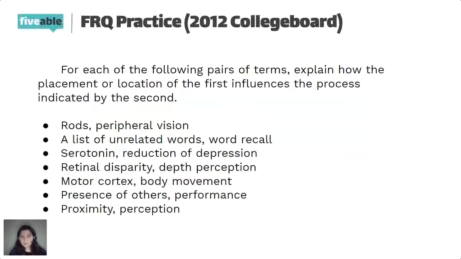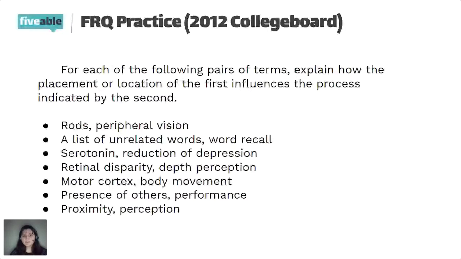So the question that we'll be working with today is, for each of the following pairs of terms, explain how the placement or location of the first influences the process indicated by the second. So we're trying to link the first term's placement into how the process works of the second term. So we'll be working with example 1, which is rods and peripheral vision, then a list of unrelated words and some word recall, serotonin and a reduction of depression.